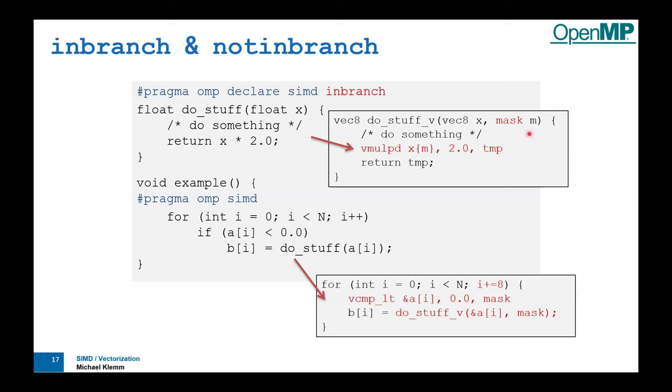Basically, in branch means the compiler will add that mask register and have the corresponding evaluation and augment all the code so that it will adhere to this kind of mask register. And not in branch is the exact opposite: it tells the compiler that it shouldn't add this implicit mask register at all.